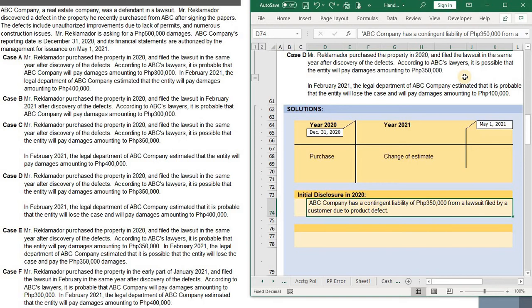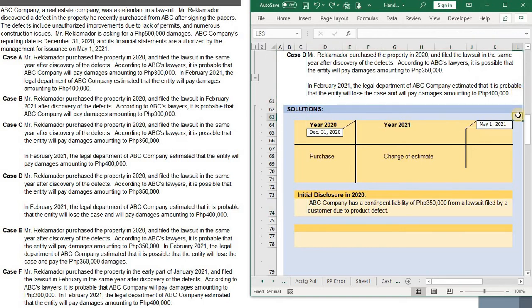Now let us proceed to the event that occurred in 2021, which is the revision of estimate. So the legal department of ABC estimated that it is probable. So since this is probable, it means it is no longer a contingent liability. It is now a provision, and provision must be recorded. However, for the liability to be recorded, there should also be a best estimate. And the best estimate in 2021 is 400,000 pesos.